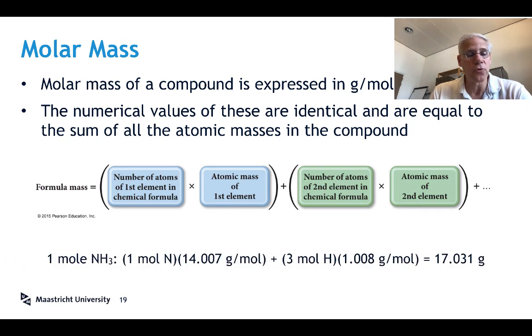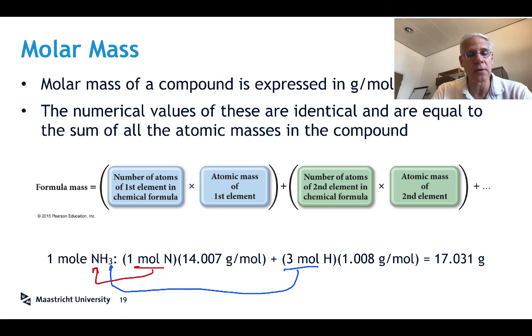So as an example, we can do NH3, ammonia. We see that we have 1 mole of nitrogen there from our formula because there's only one nitrogen there. We look at the periodic table for nitrogen, and we have 14.007 grams per mole. We add that to the hydrogens, and we have 3 moles of hydrogen because of that 3 right there. And then the molar mass of hydrogen is 1.008 grams per mole. And when we add all that up, we get 17.031 grams per mole. Okay, so that would be the molar mass of our ammonia.